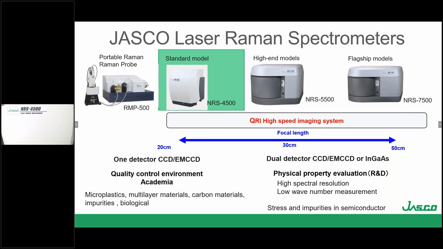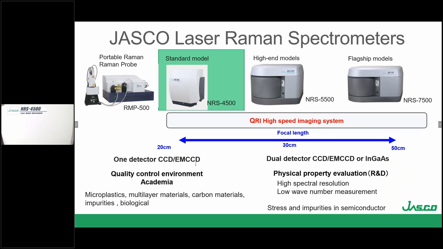Okay, so these are the different Raman spectrometers. We have the RMP, that is our portable Raman probe. The standard model, that is the NRS 4500, and the high-end models 55 and 75. The NRS series, the user can use them for high speed imaging. The focal length of the 4500 is 20 centimeters. With this instrument, we use only one detector, and it is the CCD or the EMCCD.